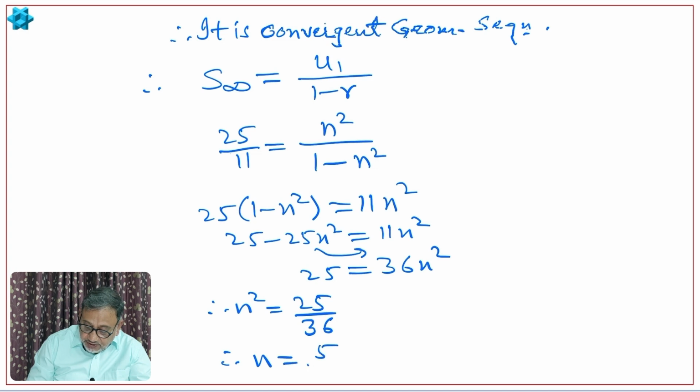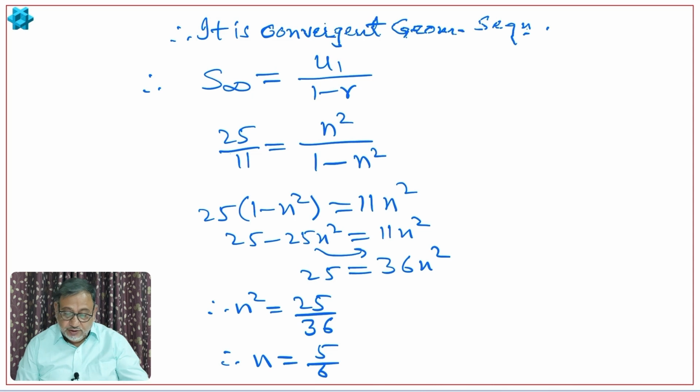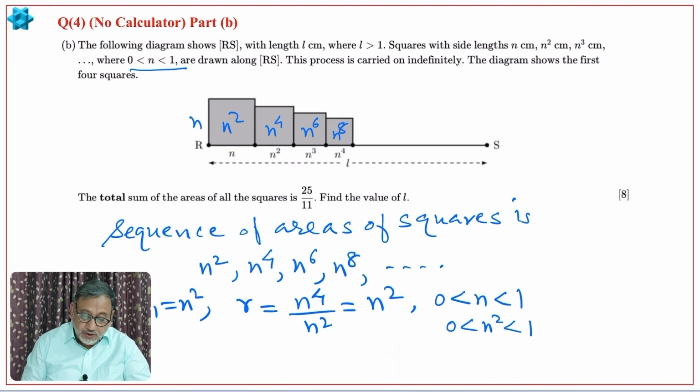Therefore n will be the positive 5 by 6, because it is the area and cannot be negative, so we write only the positive part, okay? 5 by 6. Now what they want from this? Find the value of L. Now L will be n plus n square plus n cube and so on, okay?